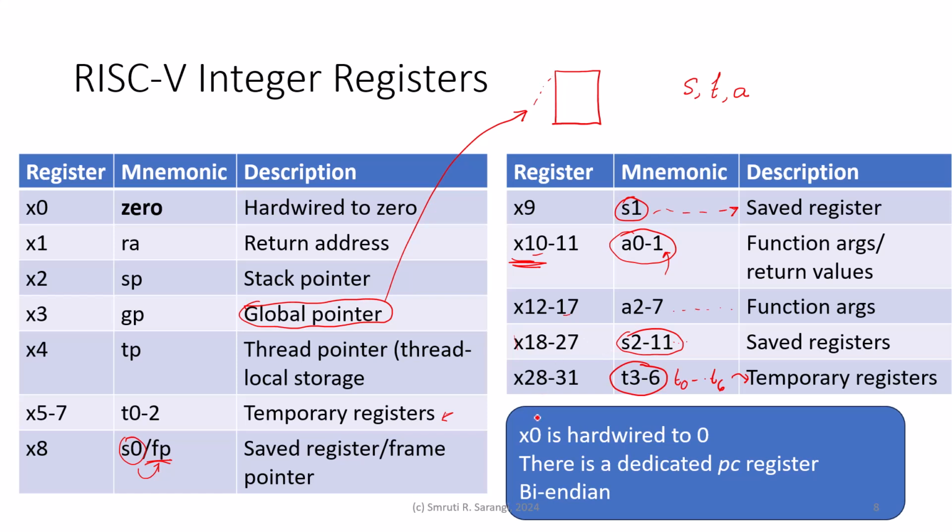So we can refer to registers in assembly code using their mnemonics or using these register names x1, x2, x3. So just to remind you, x0 is hardwired to 0. It's also called the 0 register. There is a dedicated PC register which cannot be manipulated directly, but it can be indirectly accessed. This is a bi-endian ISA in the sense you can choose whether it is little endian or big endian. That is another strength. So as I said, whenever you do something new, you learn a lot. You incorporate whatever you have learned. And this is exactly what has been done in the case of RISC-V.